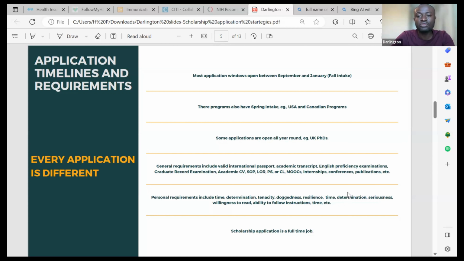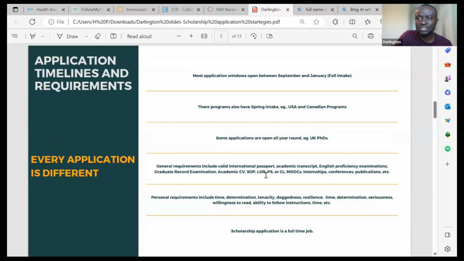Whereas when we talk about international passport, academic CV, transcript, these ones are mandatory. You must get them before you start application. For English proficiency exam and GRE, they might be mandatory, they might not be, depends on which program you are applying to. So you need to understand all of these.